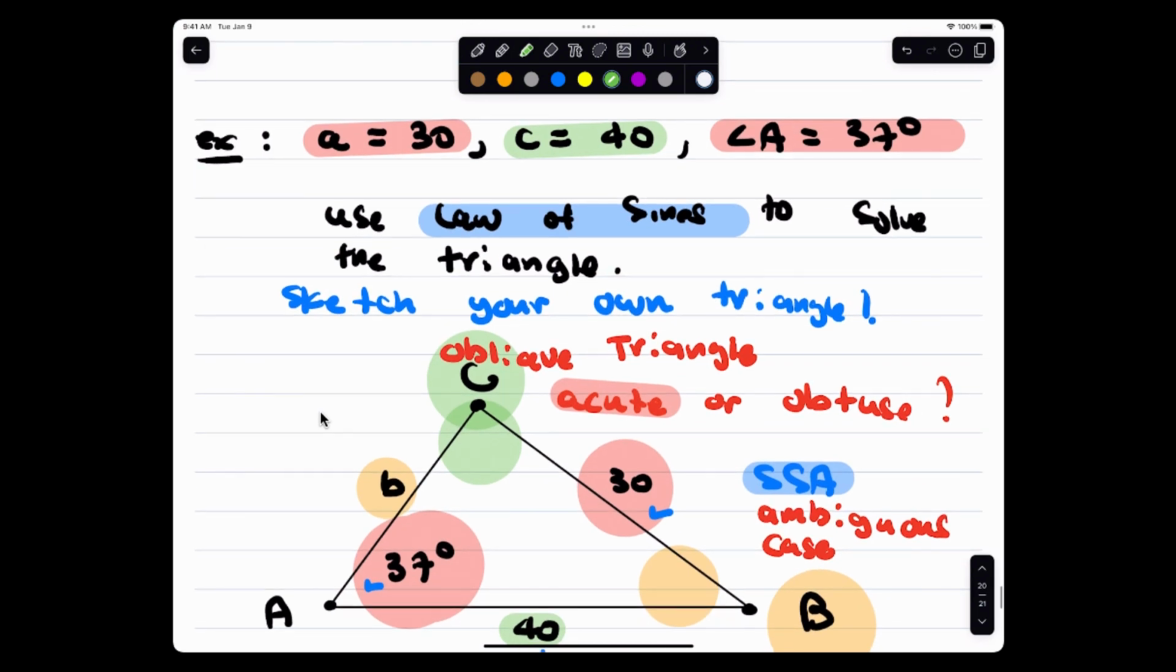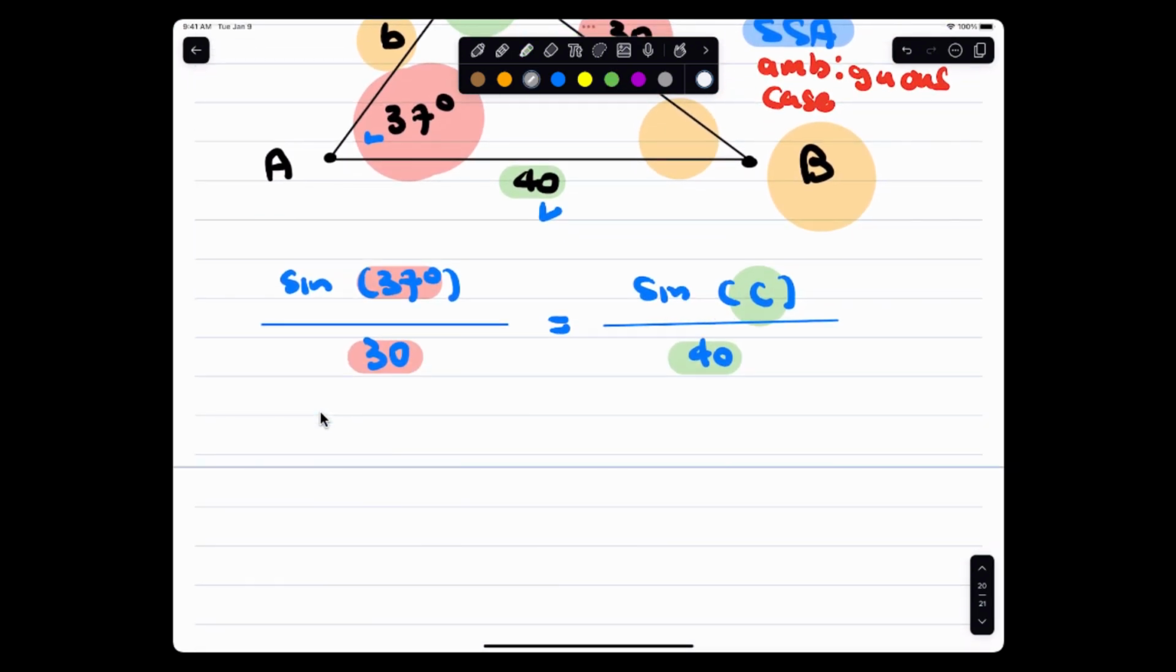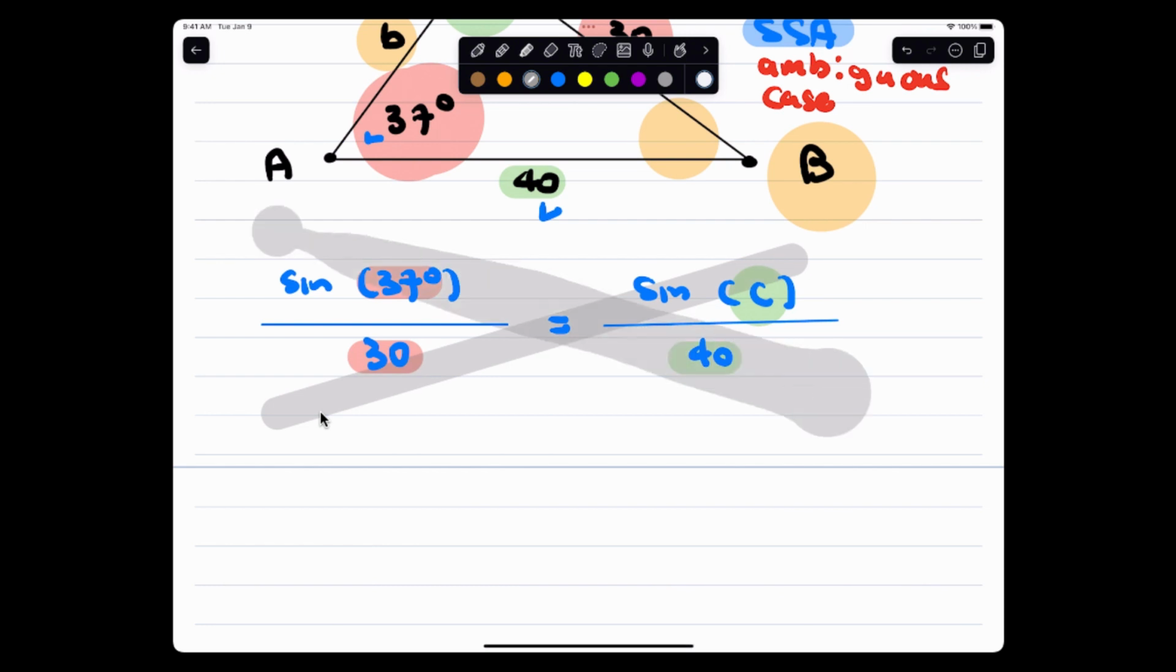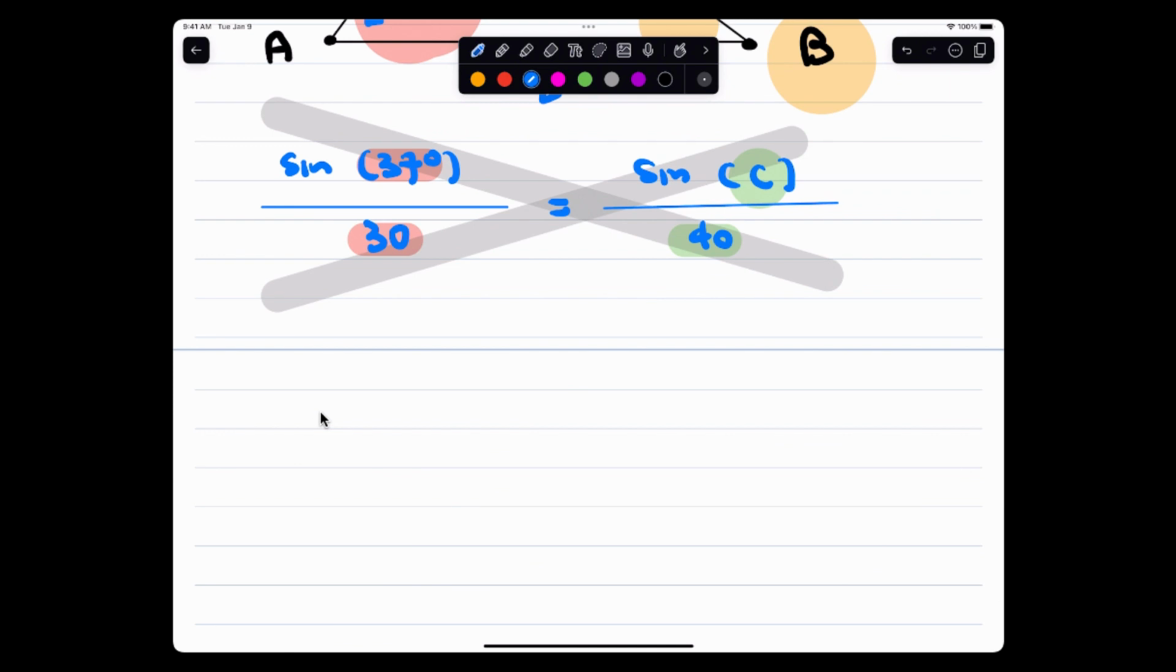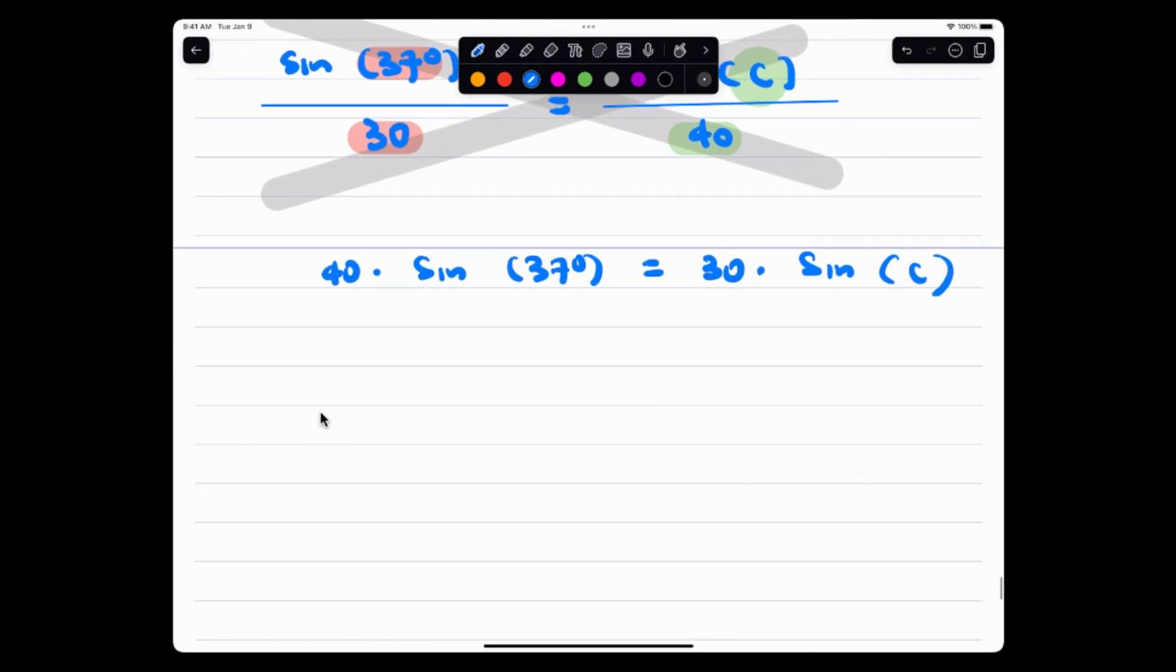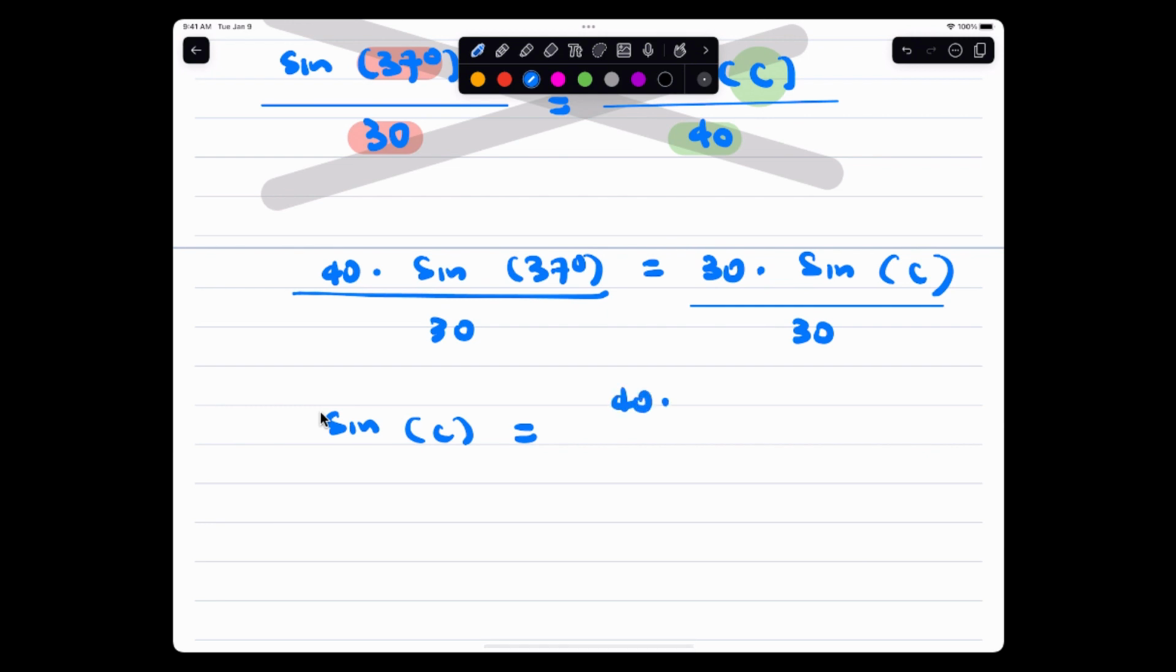And we had to sketch our own triangle. Okay. Cross multiply. Have you guys seen this before? You should. Don't wait till the night before. 40 sine 37 degrees becomes what? 30 sine C. So we get to divide both sides now by 30. Sine C becomes 40 times sine of 37 degrees over 30.